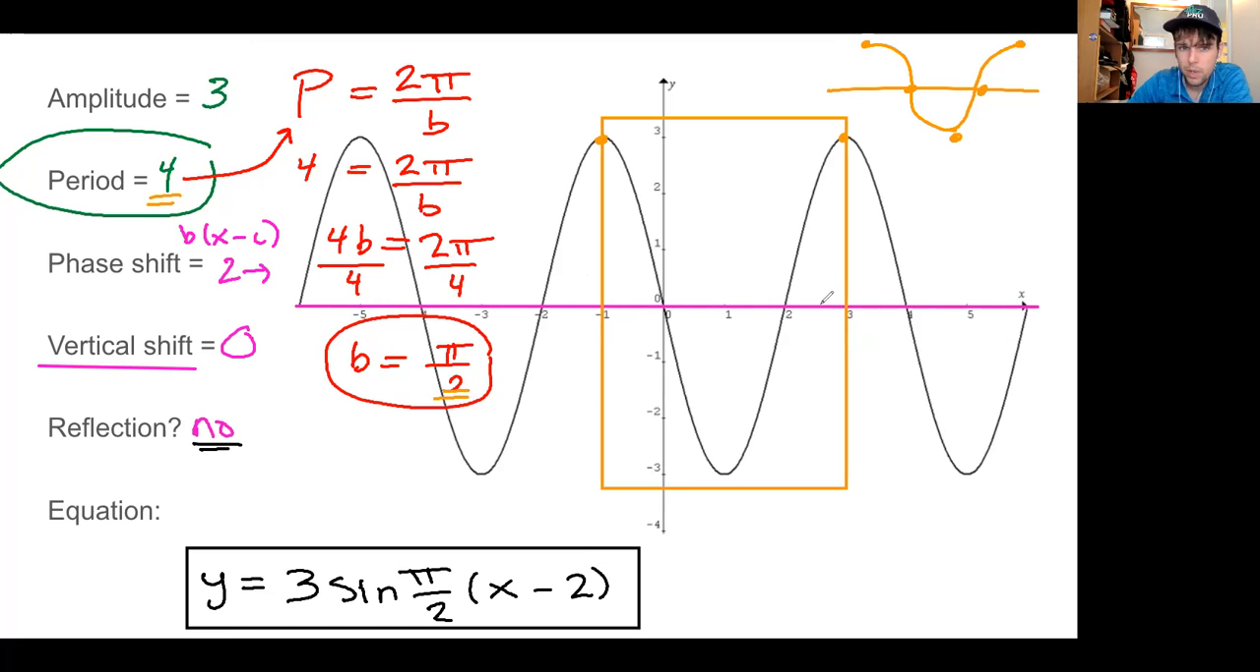Vertical shift is the same. We didn't shift this graph up or down at all. It's still oscillating around the x-axis. The thing that is going to change is right here, the phase shift, right?